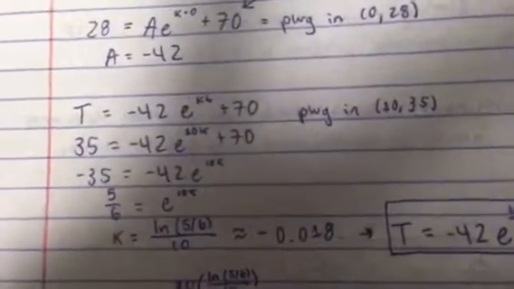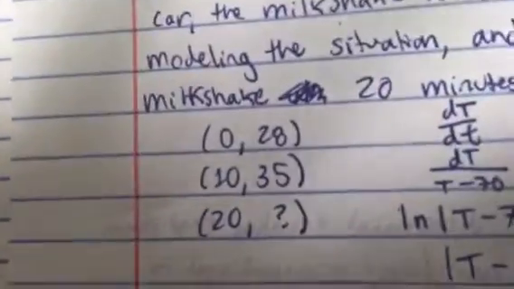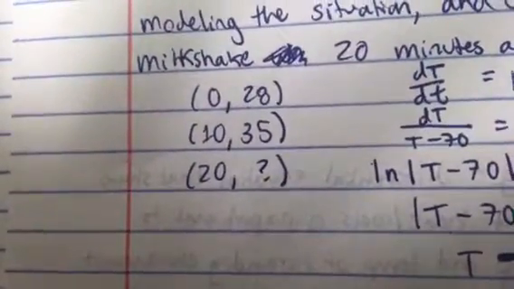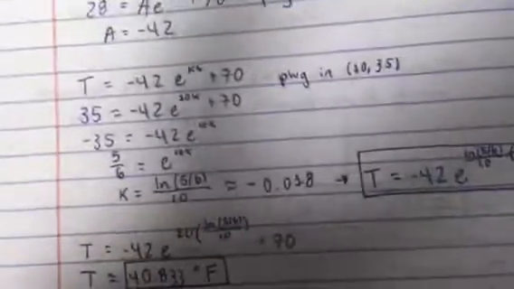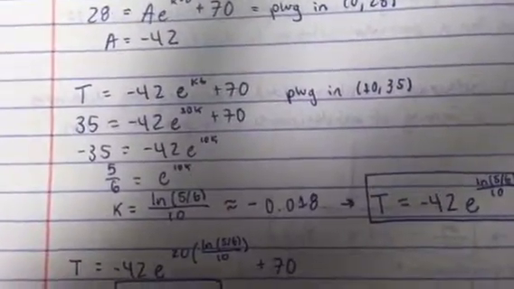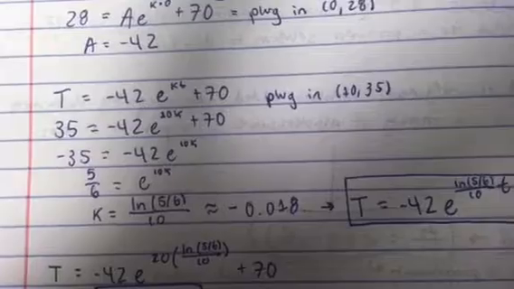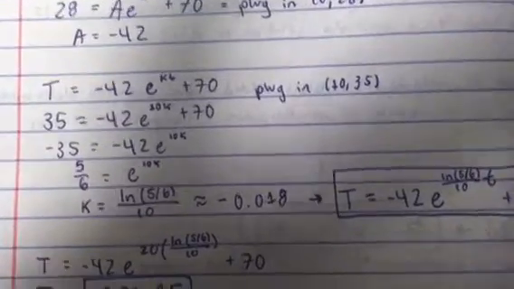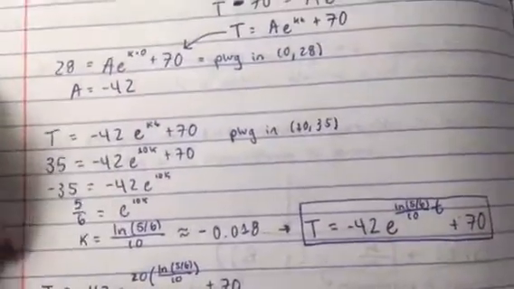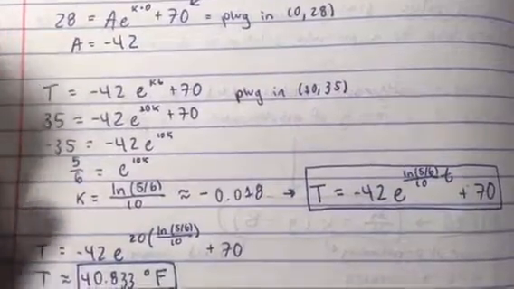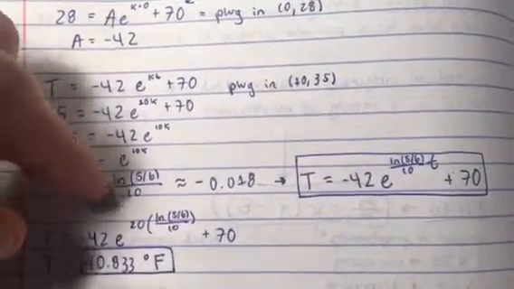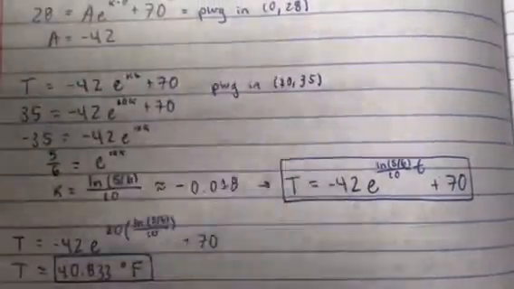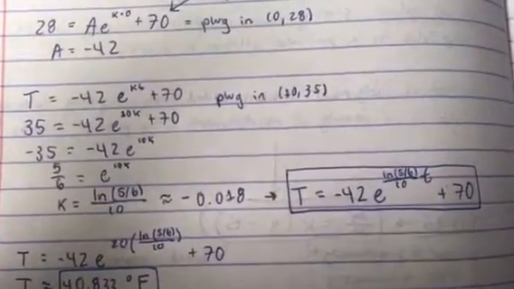And then the next step is to plug in the second piece of information we're given, which is that the milkshake is 35 degrees at 10 minutes. So we plug this in and then just use algebra to solve, and this is how we find the constant of integration. So we find that k equals ln of 5/6 over 10, which if we have a calculator we can find as negative 0.018.